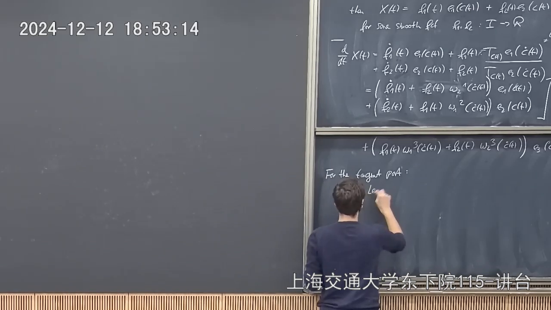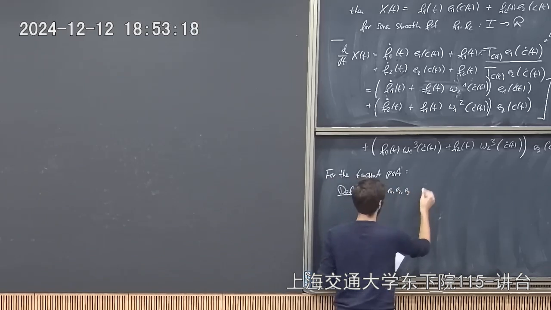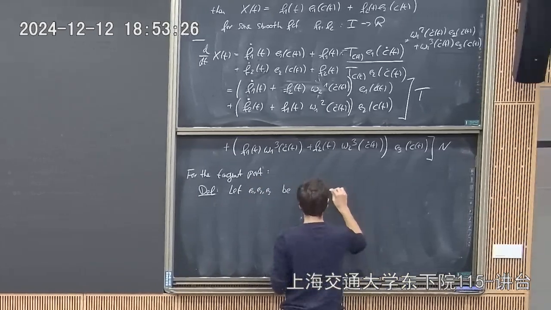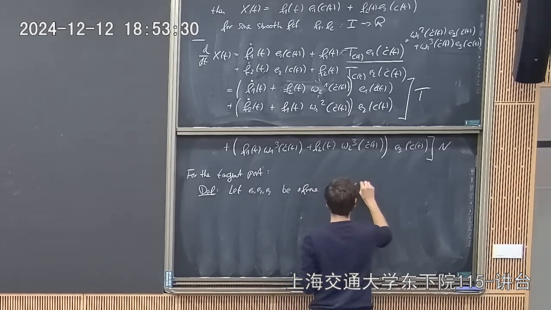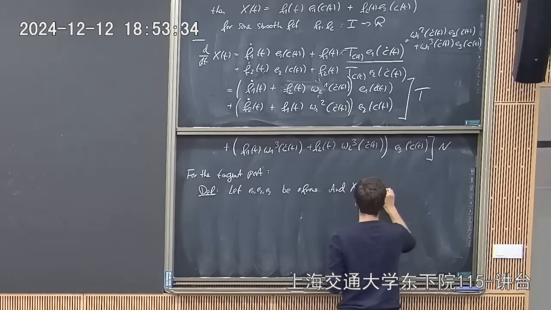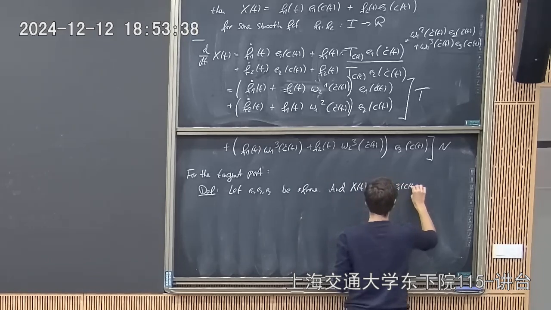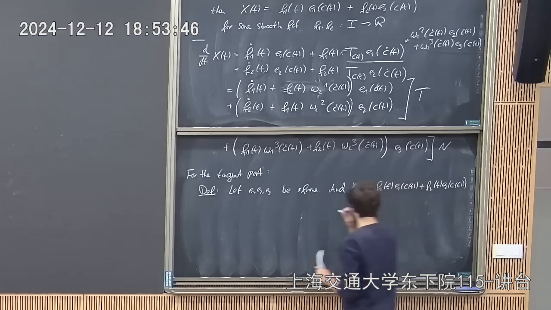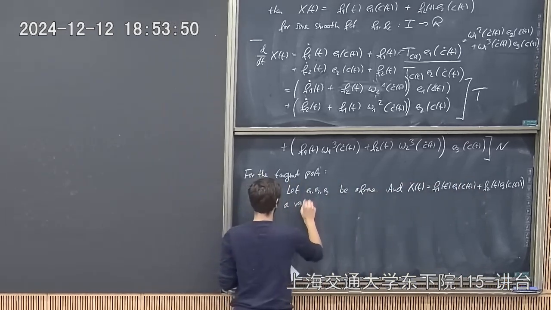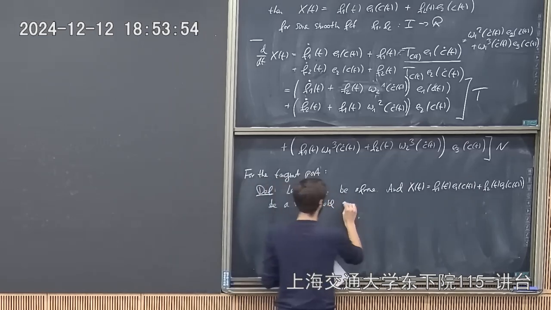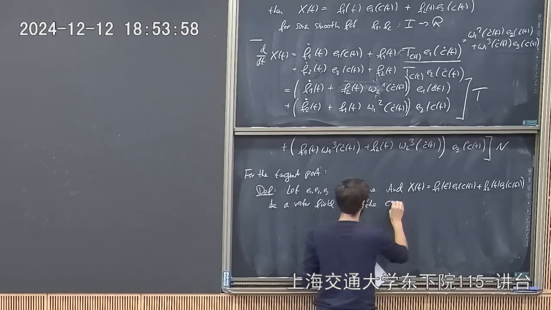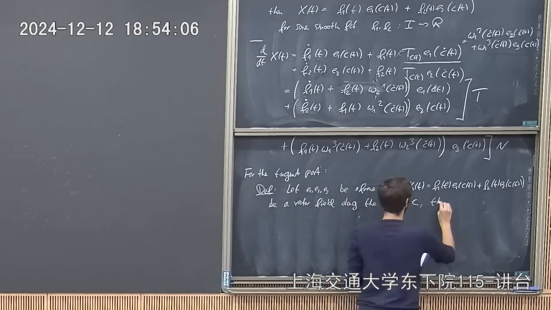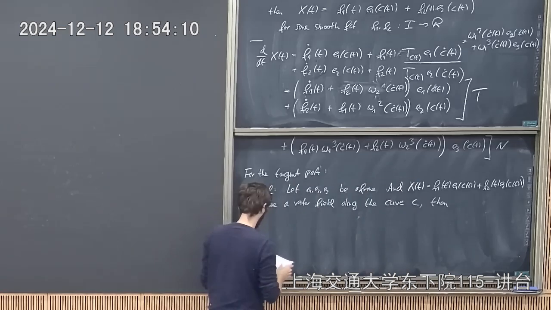So let E1, E2, and E3 be a frame, and let x of t, f1 of t E1 of c of t plus f2 of t E2 of c of t, be a vector field along the curve C. Then, and now it's called the covariant derivative.